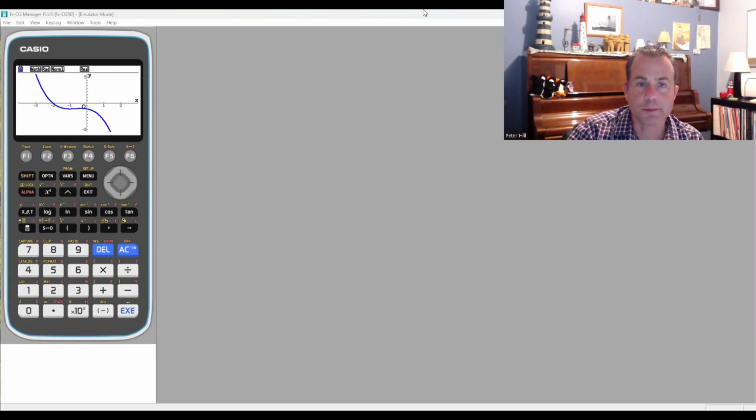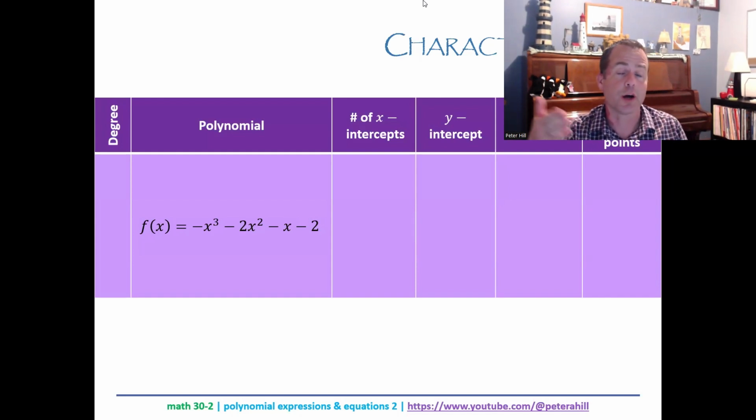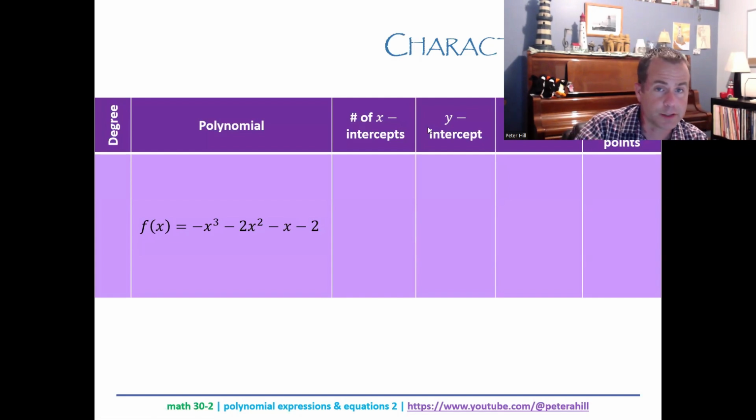Okay, so figure out the number of x-intercepts, the y-intercept, the end behavior. Hey, maybe you can answer the y-intercept now without the picture of your graphing calculator. Hopefully you're going to say it's at (0, -2), right? Because it's going to be the constant term.